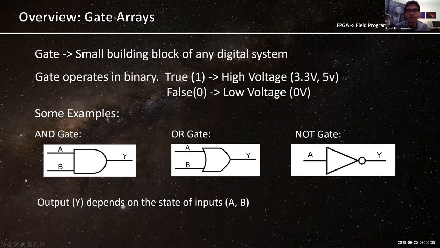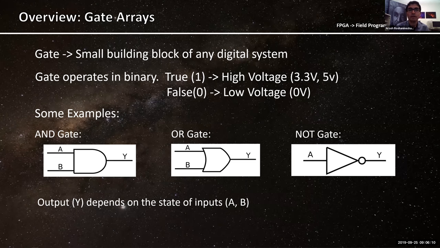As we said, FPGA stands for Field Programmable Gate Array. What do we mean by gate? A gate is the small building block of any digital system. In this slide, I have put three examples of gates: AND, OR, and NOT. They have inputs and outputs. The inputs are A and B, and the output is Y. It is important to know that gates operate in a binary system.